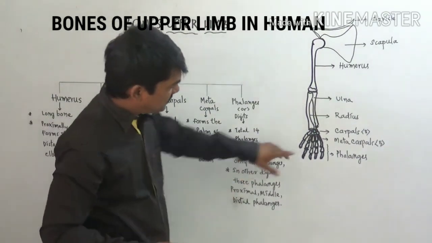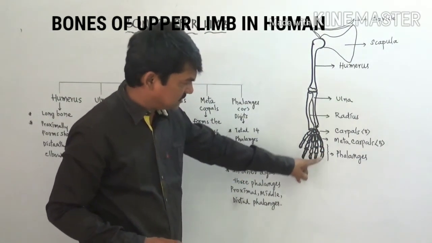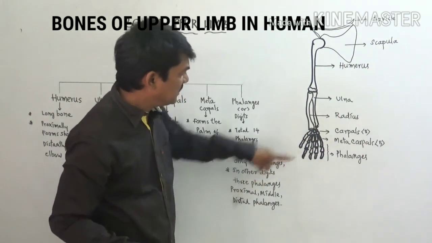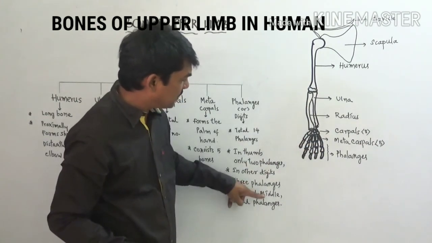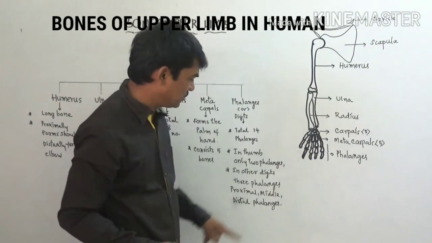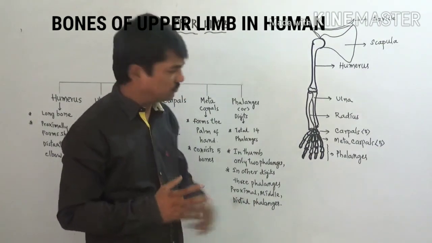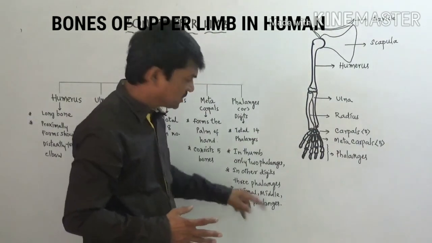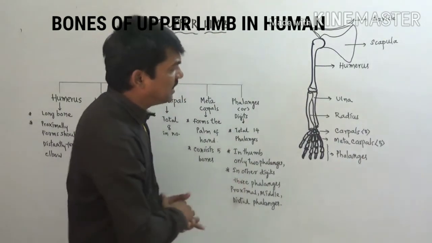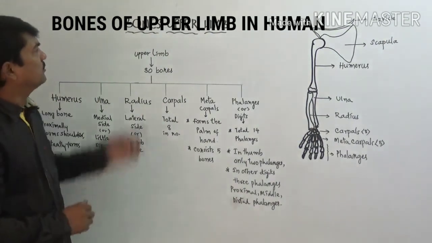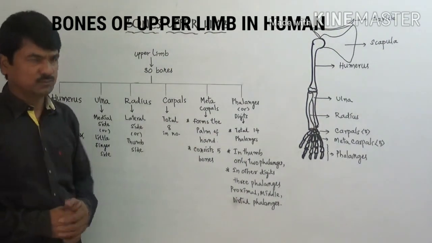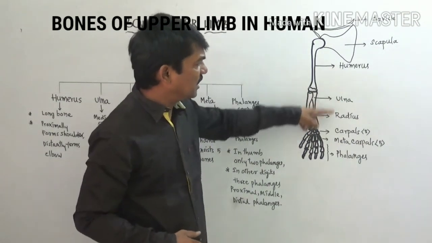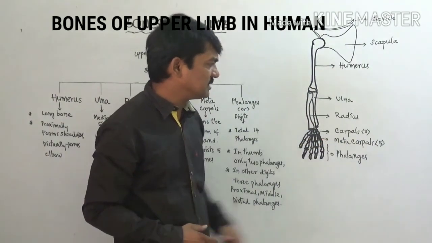Here the digits have 3 phalanges: the first one, second one and third one. The first one is called the proximal phalanx, the middle is known as the middle phalanx, and the last one is called the distal phalanx. So proximal phalanx, middle phalanx and distal phalanx give us 14 bones in total from the phalanges. So these are the bones we can identify in the arm of human beings: humerus, ulna, radius, carpals, metacarpals and phalanges.